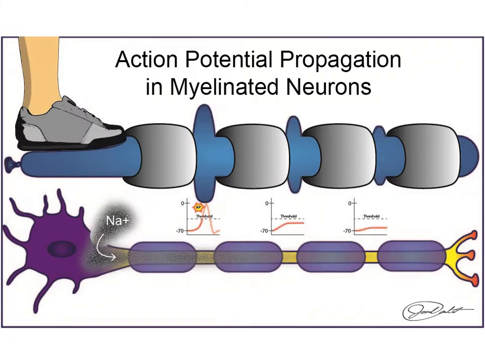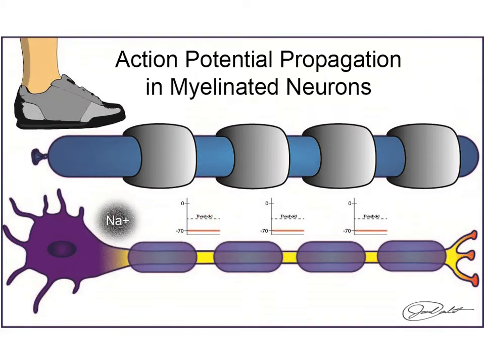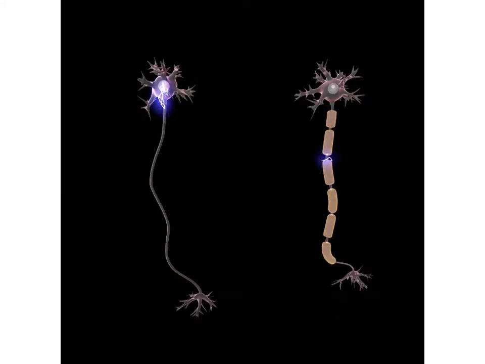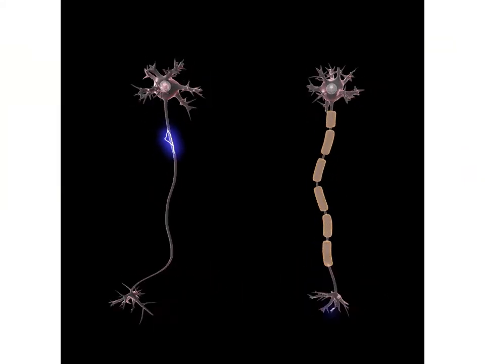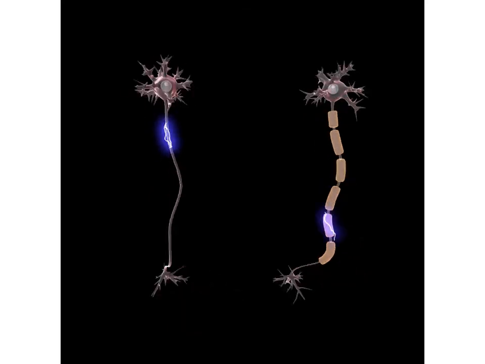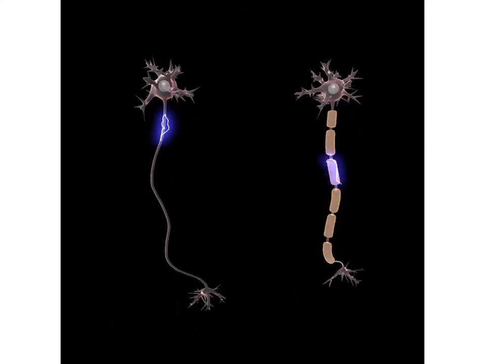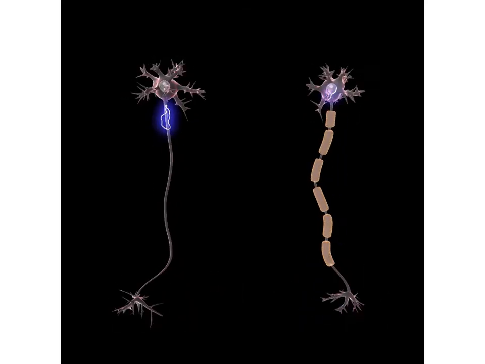But remember, the strength of the signal doesn't matter so much. So this is just to illustrate. Don't focus too much on this. This was cribbed from another lecture. But the general idea is that your myelinated neuron is going to be able to cause that cascade. It's going to be faster. It's going to have fewer stops.